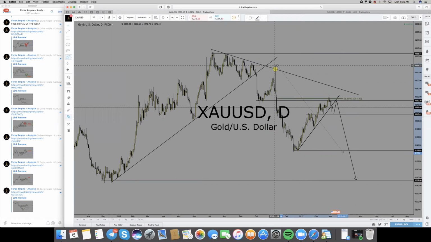Gold is always confusing, guys. It makes weird stop hunts and all that. So you can expect it like this, let me see. Better ABCD.